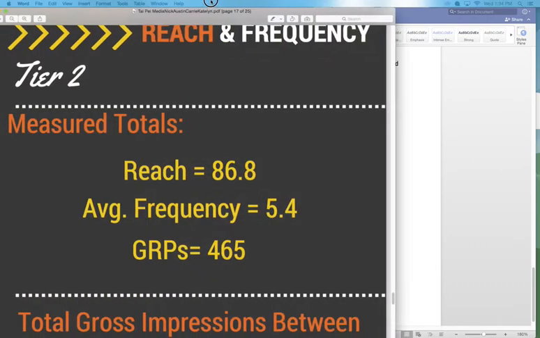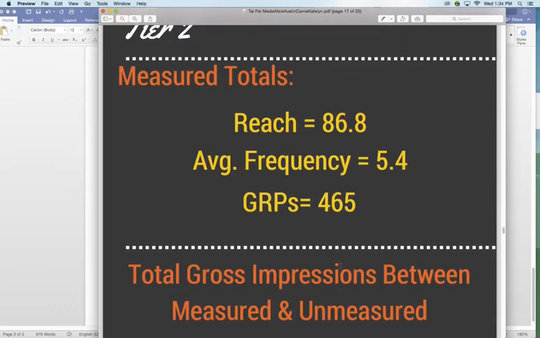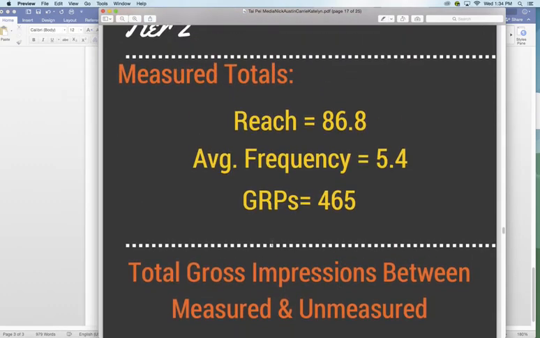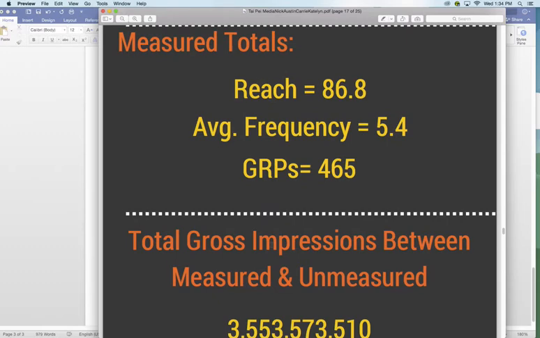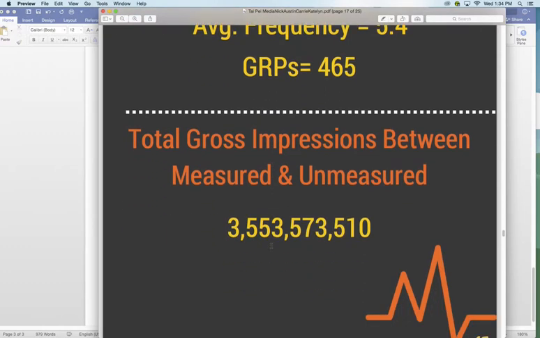So reach and frequency. I just want to know your overall reach, measured in terms of what you're reaching, your average frequency, your GRPs, and your gross impressions. This is a very large number for the campaign, but again, do the best you can. If you need help with some of this, I'll be more than happy to help you out a little bit.